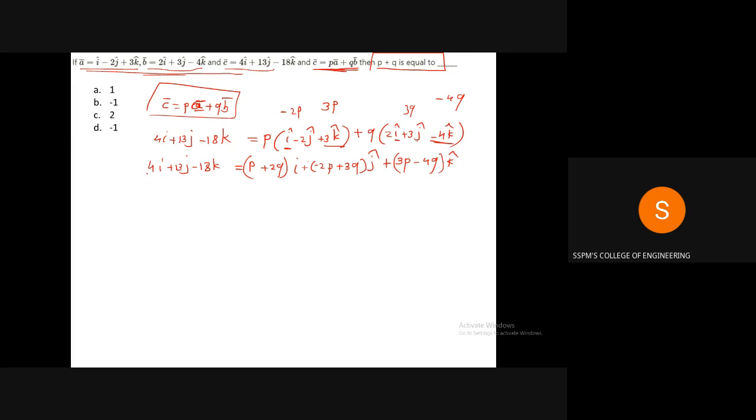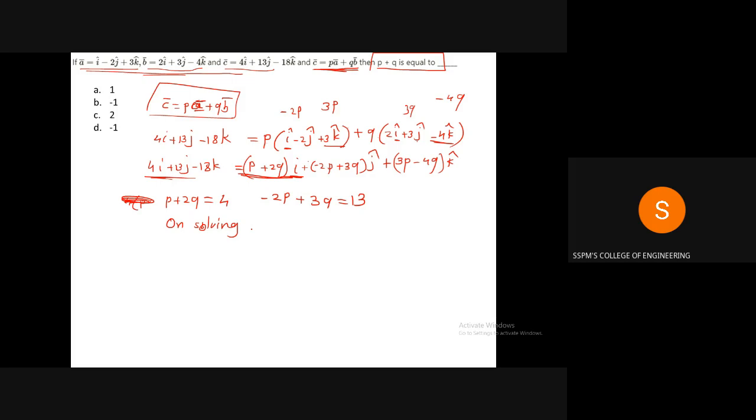So we compare only the i and j part. So coefficient of i is p plus 2q here, and coefficient of i is 4 here. So p plus 2q is equal to 4. Similarly, minus 2p plus 3q is equal to what? It is 13.